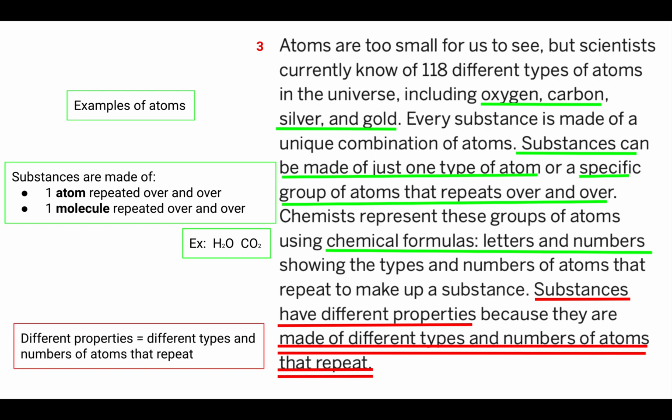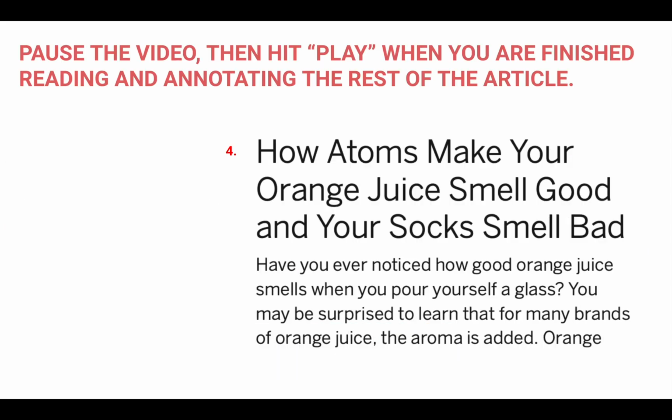And then I went ahead and wrote the answer. Different properties equals different types and numbers of atoms that repeat. So a lot of times, different substances share the same element in their chemical compound, but they have different properties because of the different arrangement or the different collection. And you're going to read a little bit more about that in the rest of the article.